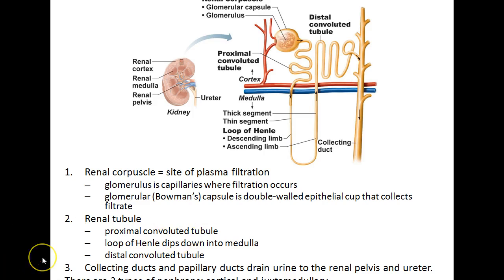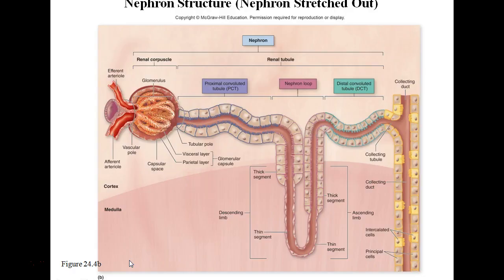So here we have an image showing the basics of the nephron. And let's look at some of these structures. We see three main structures: the renal corpuscle, the renal tubules, and the collecting ducts. I have a little bit more simplified diagram on the right. And here we see this nephron structure sort of simplified, sort of stretched out.